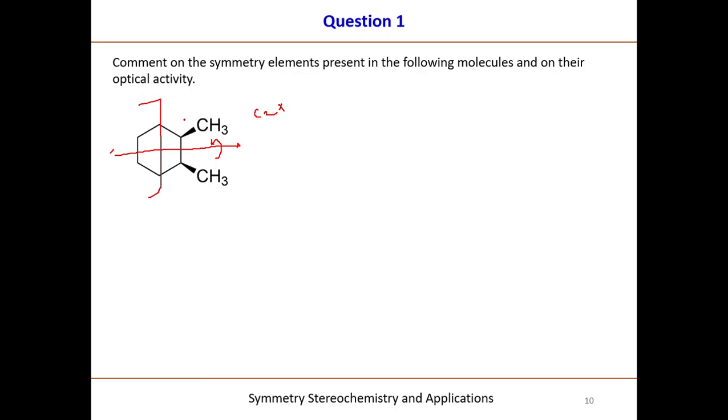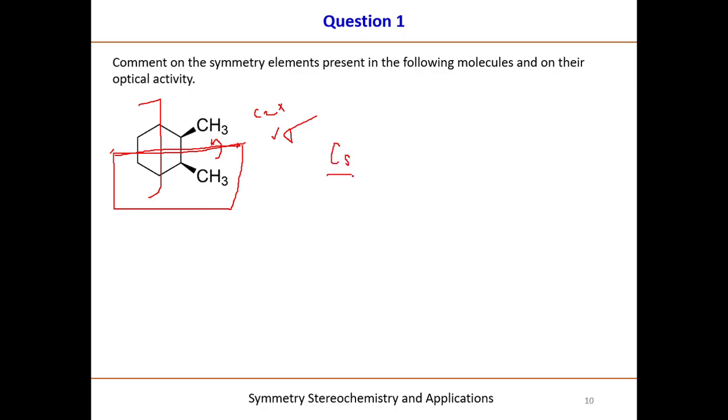Now let's talk about the plane of symmetry. So can I pass the plane through here? Yeah. If I pass the plane through here, what will I get? I will get the exact other half or mirror image of the molecule. That means a plane of symmetry is present here. Correct? Let's check for any other symmetry element. Is it possible to have any other symmetry element here? No. No other symmetry element is present in this molecule, so the molecule will come under the Cs point group.